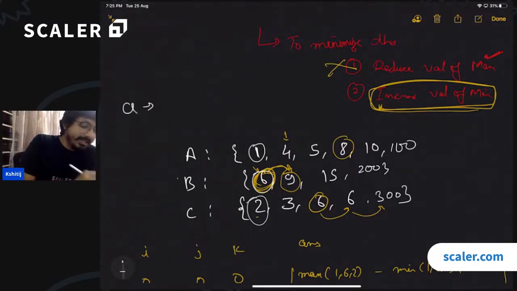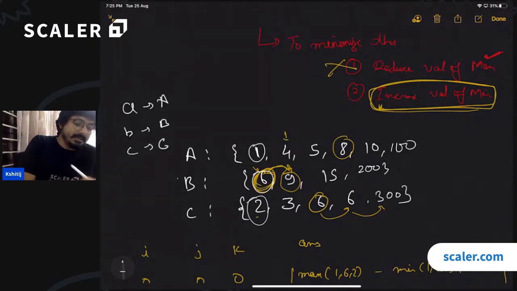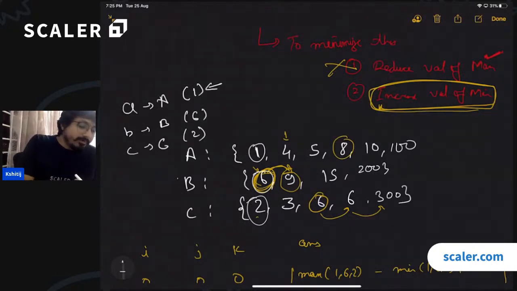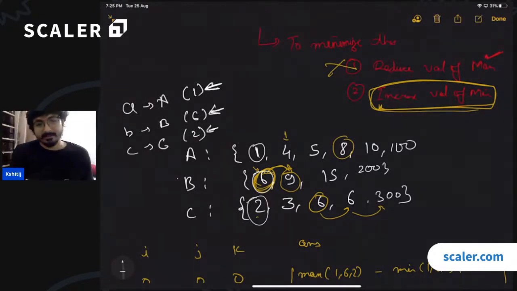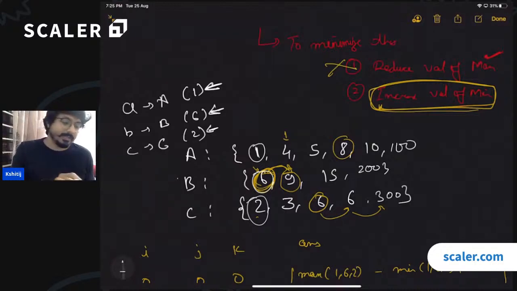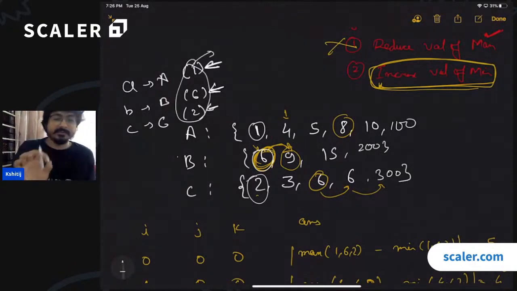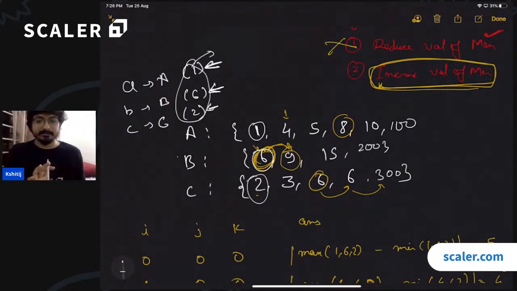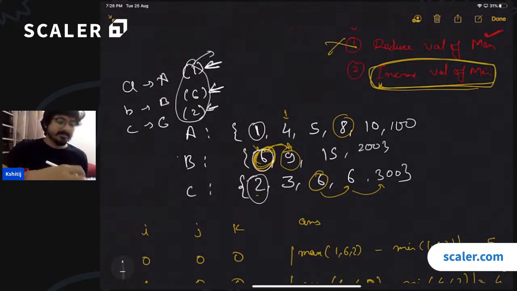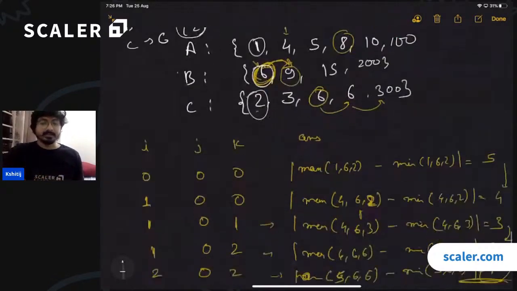You have to select A from array A, you have to select B from array B, you have to select C from array C. You have selected the minimum of array A, minimum of array B, minimum of array C. There is no number possible which is less than 1 in array A, no number possible which is less than 6 in array B, no number possible which is less than 2 in array C. So there is no chance that you can minimize the maximum of these three. Whatever you are getting as the maximum is the minimum possible value of the maximum. Okay, just take some example, try it out yourself, and then you will understand.